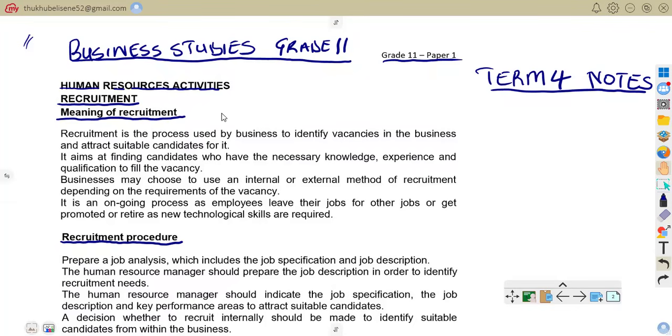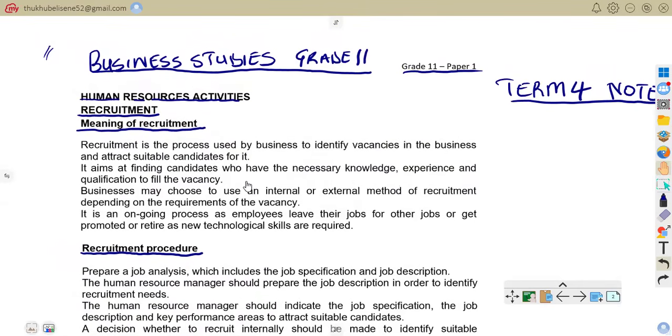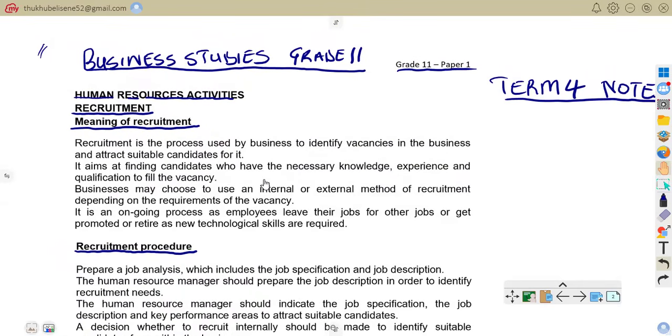Today, I want us to look at Business Studies Grade 11, where we are going to do the human resource activities, that is term 4 notes. So let us be together from the start of this presentation to the end of it, and let us make sure that we share with others. Without wasting much time, let us attend to our business of today.